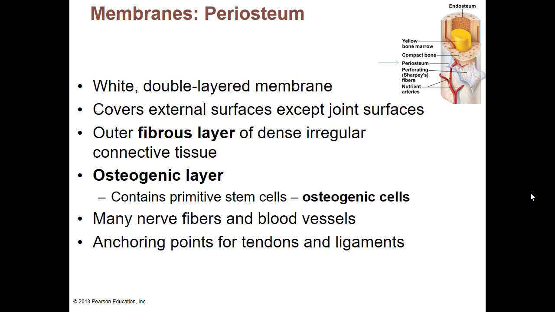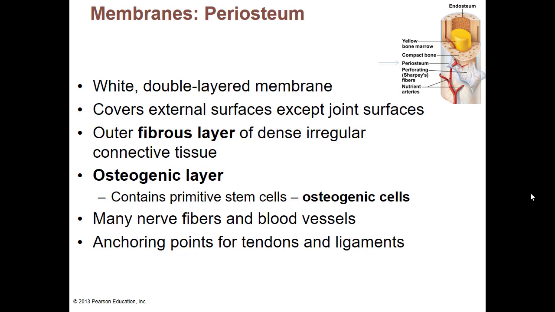There's lots of nerve fibers. There's lots of blood vessels. So if you ever break your bone, you're going to bleed in lots of different places. And there's also lots of bumps on the outside of the bone because that's where you have lots of tendons and ligaments that are constantly attaching to bone to pull them so that we can move our body.